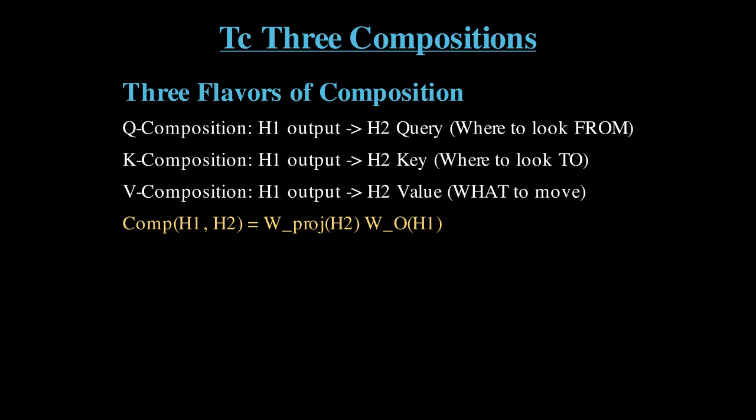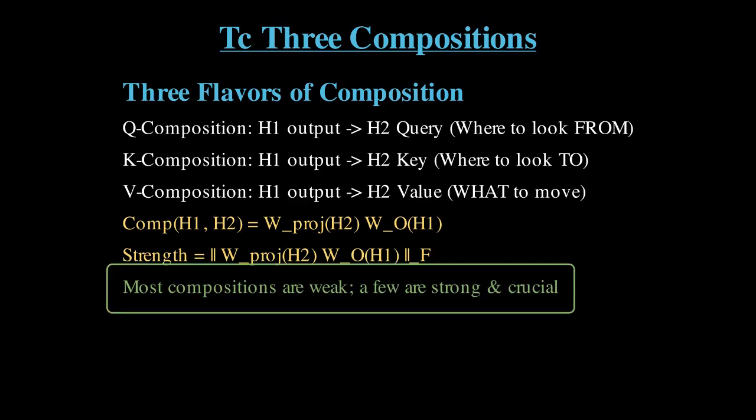The full path for K composition involves the product, W sub K of H2 times W sub O of H1. The strength of this interaction is measured by the Frobenius norm of this product matrix. In practice, most head pairs have negligible composition strength. But a few pairs form strong, interpretable circuits.